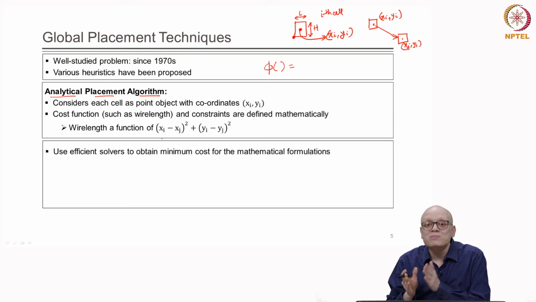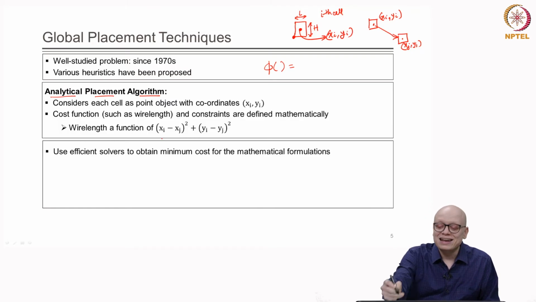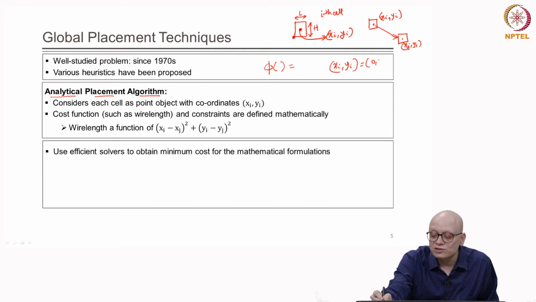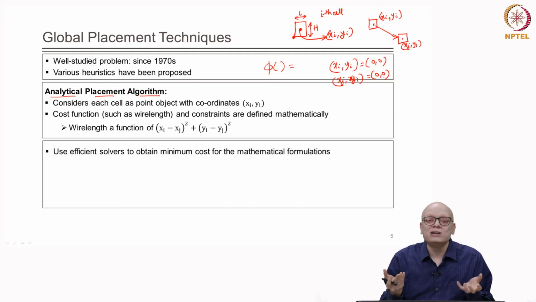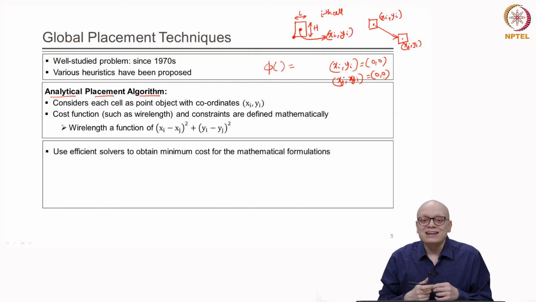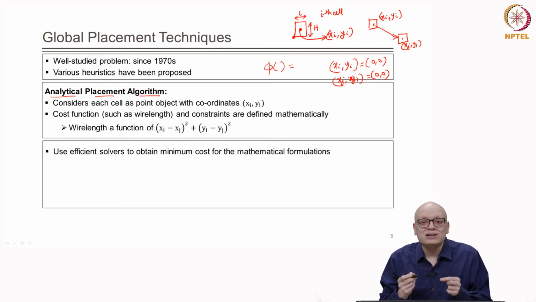Then what will be the minima for this? What will be the minima? The trivial minima is of course when xi, yi is equal to 0, 0 and xj, yj is equal to 0, 0. If we place all the cells at one point in our design, we will get the wire length as 0, and that is the mathematical minima. And this is of course not the solution we want. We don't want this kind of solution.